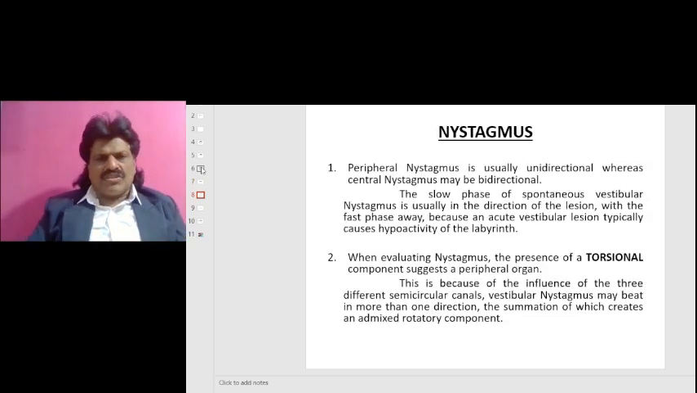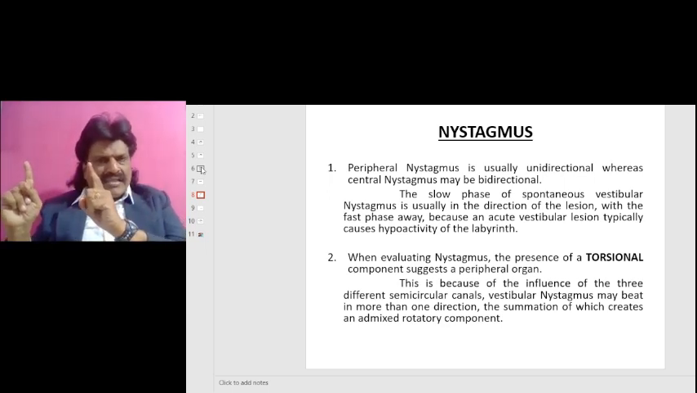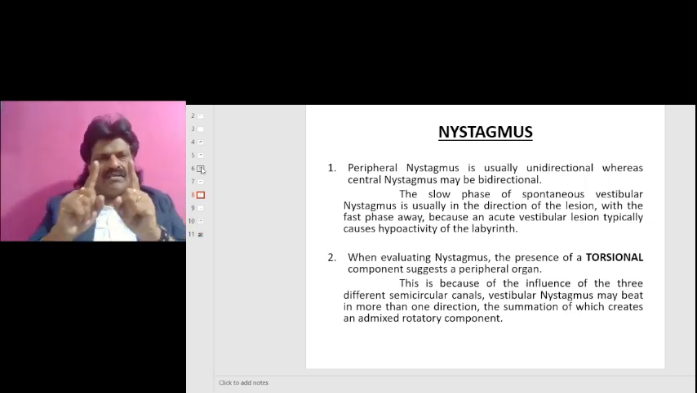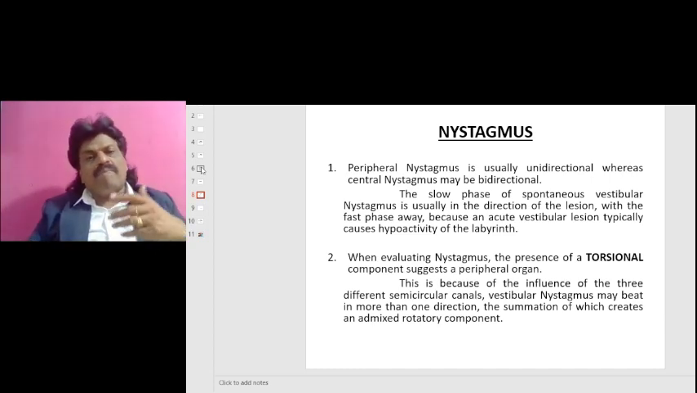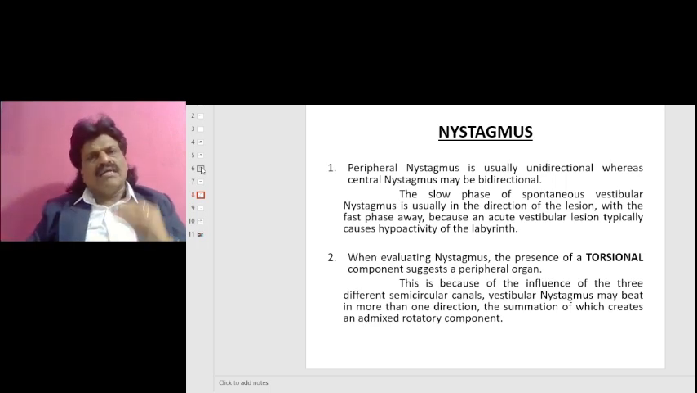Peripheral nystagmus is usually unidirectional, whereas central nystagmus may be bidirectional. So peripheral nystagmus is usually unidirectional, either beats to the right side or to the left side, whereas central nystagmus may be bidirectional. It may beat to one side, that is the right side, come to the center, and when you turn to the left, it may start beating to the left side. So it may be bidirectional.